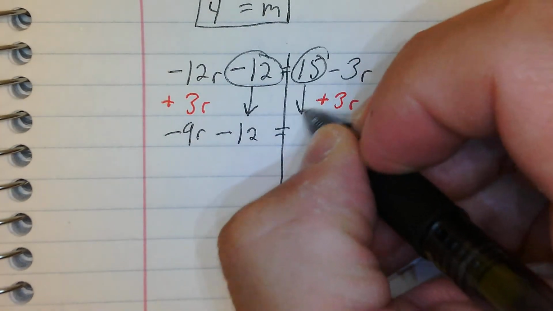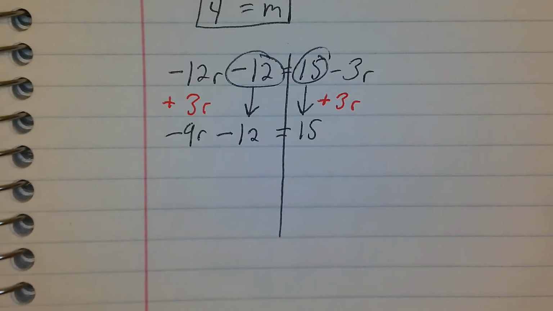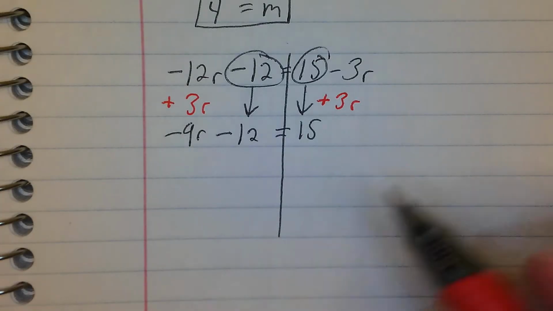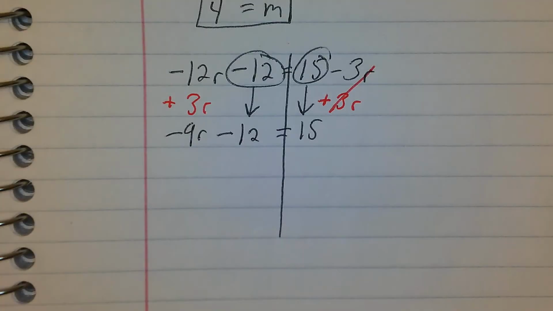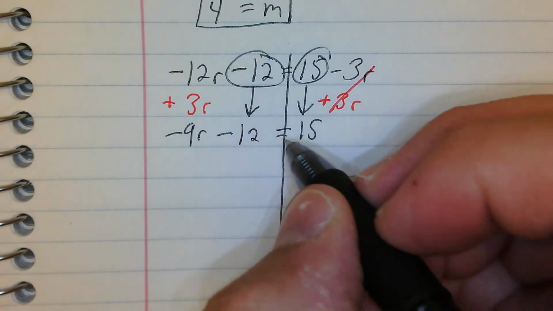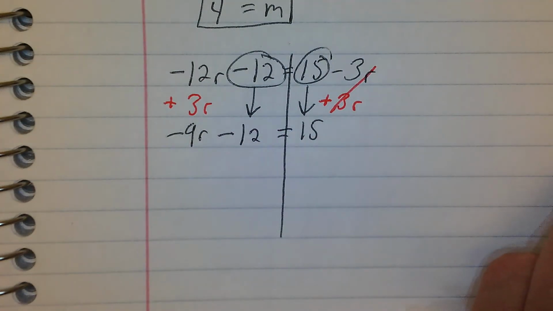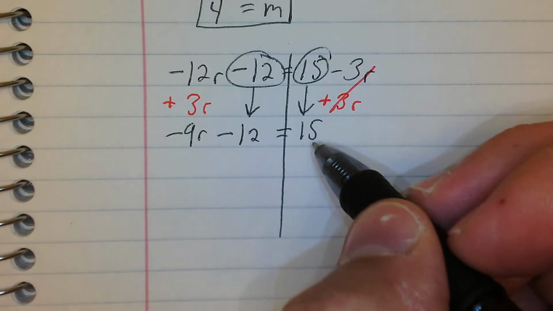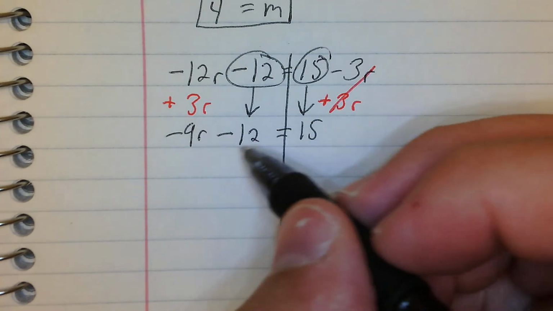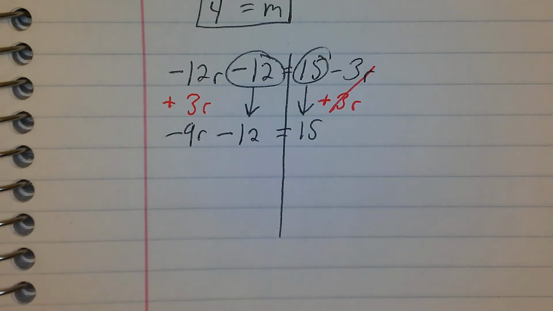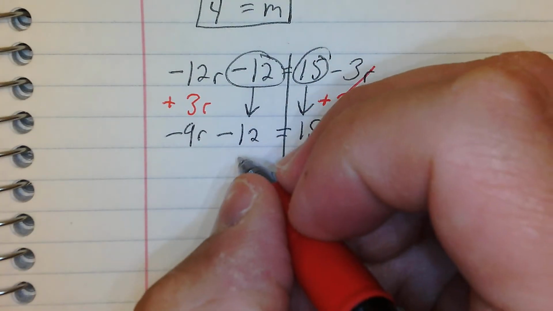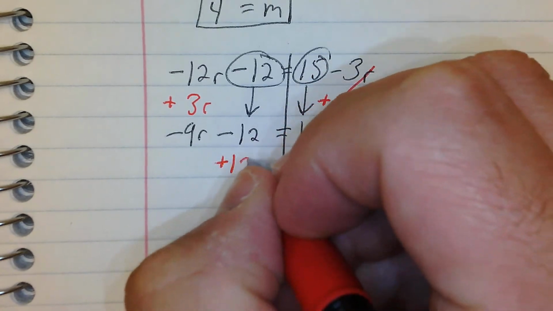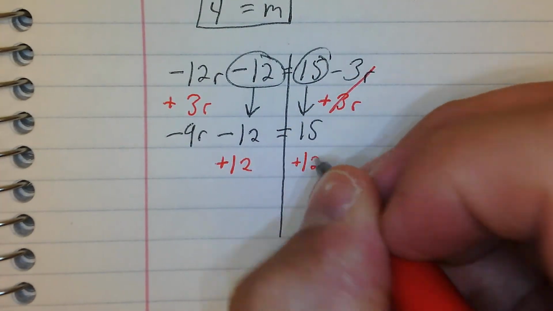Nothing's going on with the positive 15, so we're going to bring it down. And then negative 3r plus 3r, well, they cancel each other out to give me 0. The negative 9r minus 12 equals 15 now. I have all my variables on one side. I need to move my constants over to the opposite side, so I need to do something with this negative 12. Well, to move it over, I do the inverse operation of negative 12, which would be positive 12. What I do to one side, I do to the other.